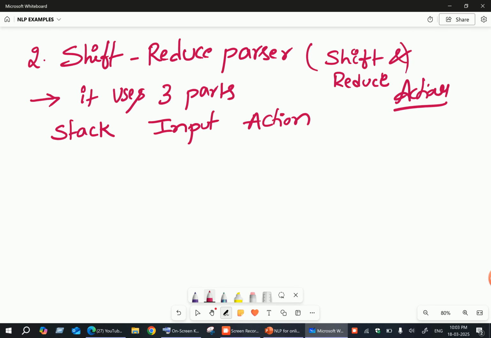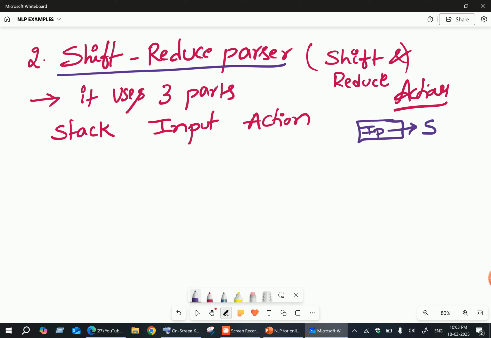Today's lecture we are going to discuss the shift reduce parser algorithm. In the previous video, we discussed the recursive descent parser algorithm. Now we are discussing the shift reduce parser algorithm. The shift reduce parser algorithm is used to reduce the given input string to the start symbol, that means the start of your sentence.